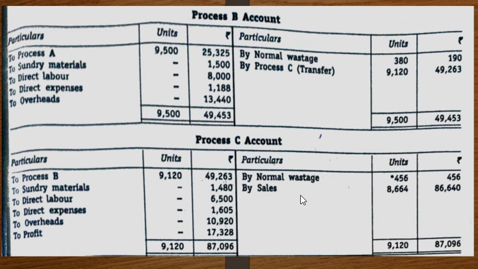17,328. Here the balancing figure is the profit, as your output total value is more than your input total value. That means the units produced, or the value of your output, is more than your input. Obviously, if your input is so much and you're getting output more than your input, it is a profit. Your input value is less compared to your output. As your output is more, you're getting a profit of 17,328.